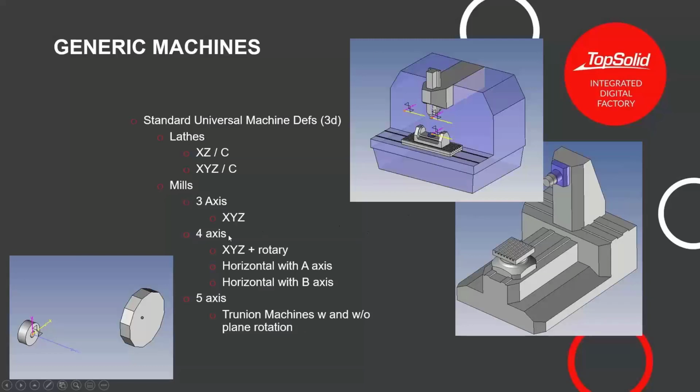All right, your 4-axis mill, we have a couple of differences with 2 horizontals and 1 XYZ plus a side-mounted rotary. And then, of course, we have some 5 axes with trunnions on it. Okay? And they're with or without plane rotation activated.